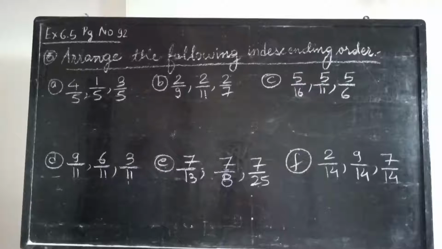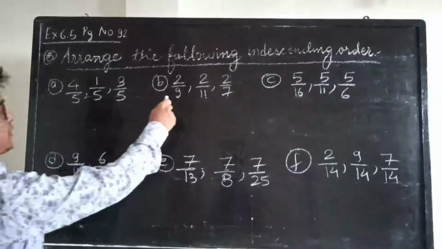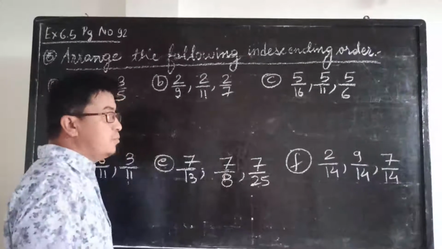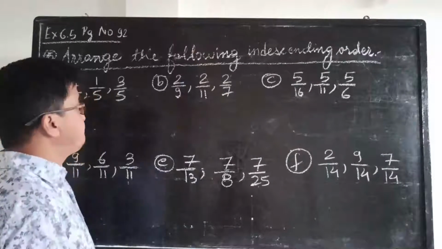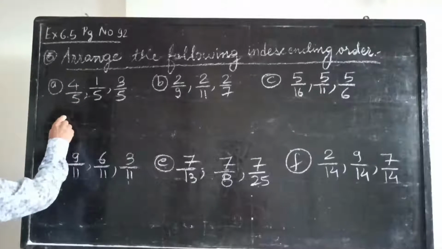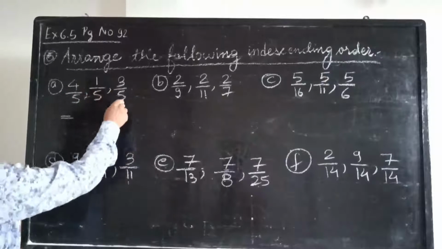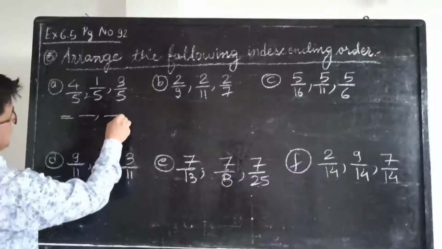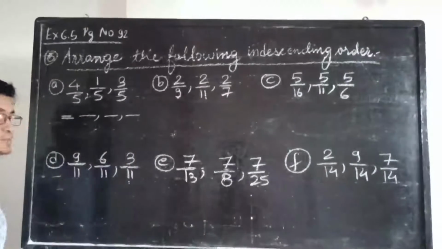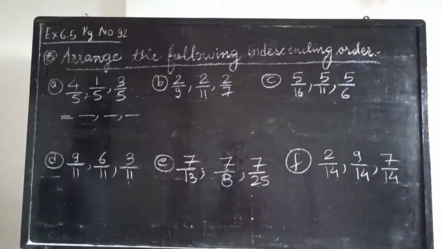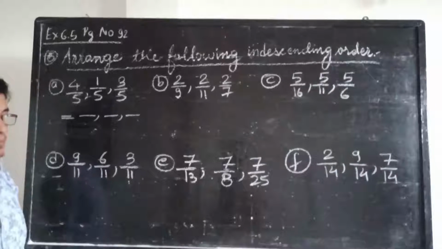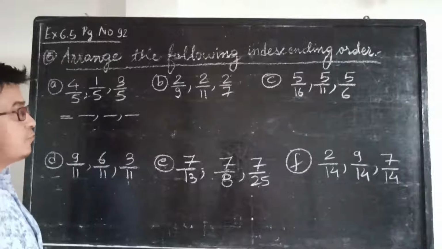Now we come to question number 6. Arrange the following in descending order. Descending order means from big to small. Now here 4 upon 5, 1 upon 5 and 3 upon 5 are given. So when the denominators are the same and the numerators are different, the biggest numerator will be the biggest fraction.